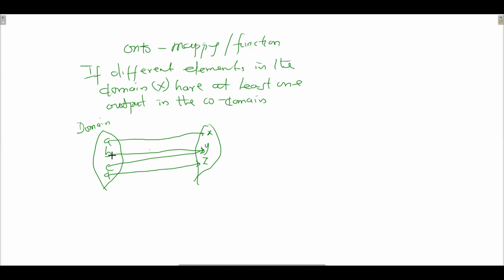Do you see now? That means B and C in the domain are matched to an output in our codomain. Two inputs giving us the same answer in our codomain. That's what we call onto mapping.